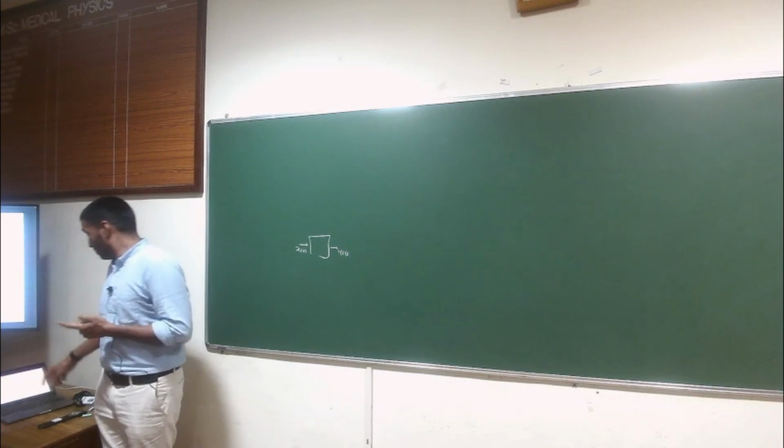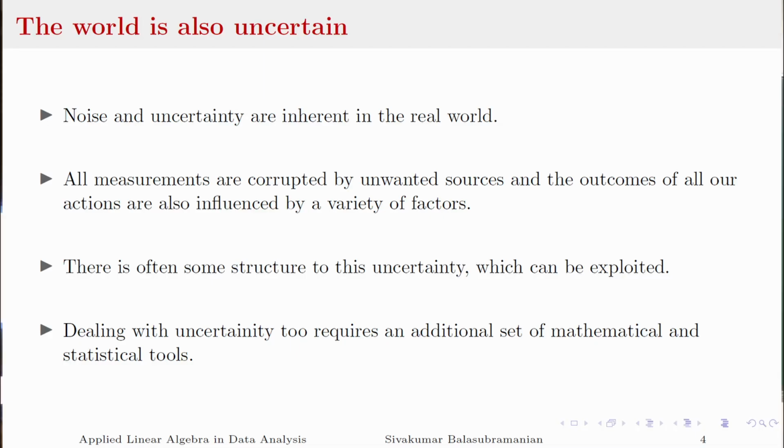Right. So the world is multidimensional, and the world is also uncertain. This is again obvious. I don't have to go through this. There is noise and uncertainty in every measurement that we make. Actions that you take don't always result in the effect you expect because there are other factors acting on the system. So you expect something and it does not happen. So there is uncertainty there as well.